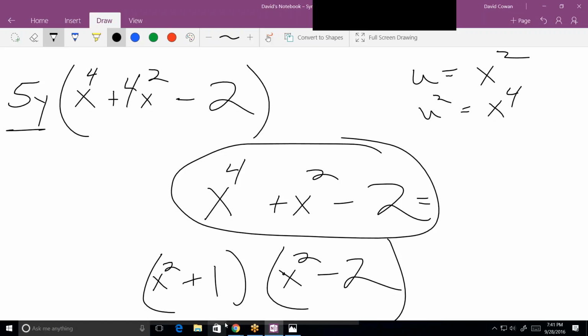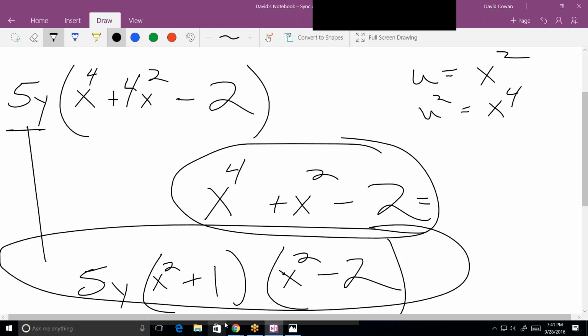But I was only able to factor it because I recognized that it was a quadratic in disguise. And don't forget your 5y. Your 5y is still there. So this is the answer to the problem, how to factor it. Excuse me, I'm sorry. That's not the answer to your problem. I made one up, simpler.